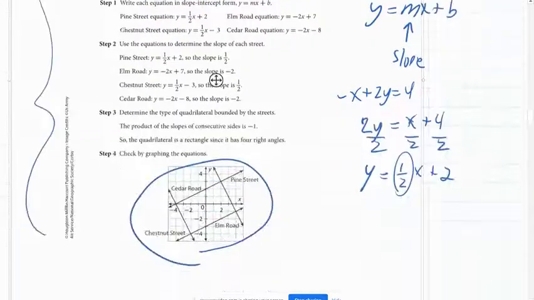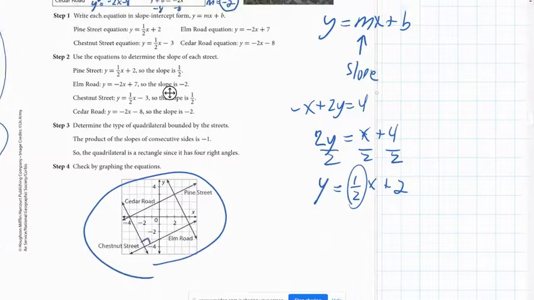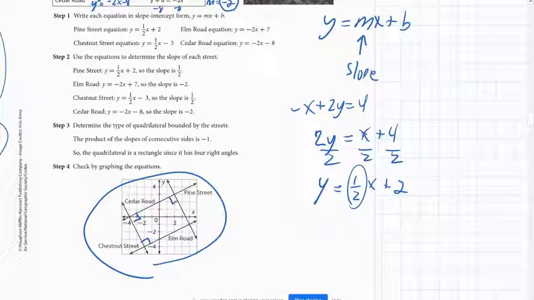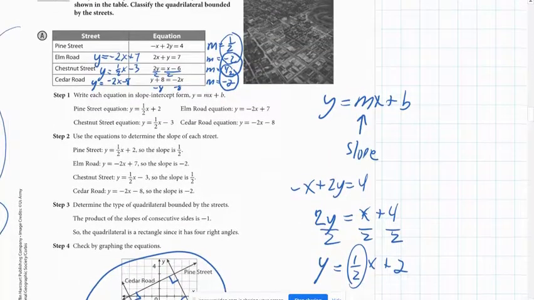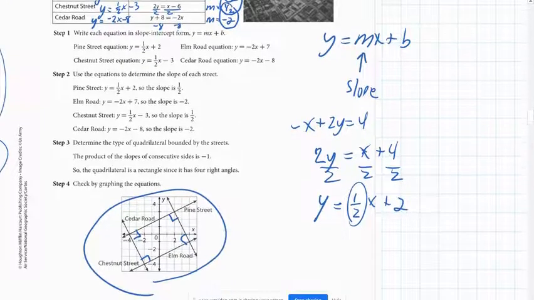And so we know for sure, since all these angles are right angles, that this grid of streets would give us a rectangle. It says, classify the quadrilateral bound by the streets. In this case, it is a rectangle.